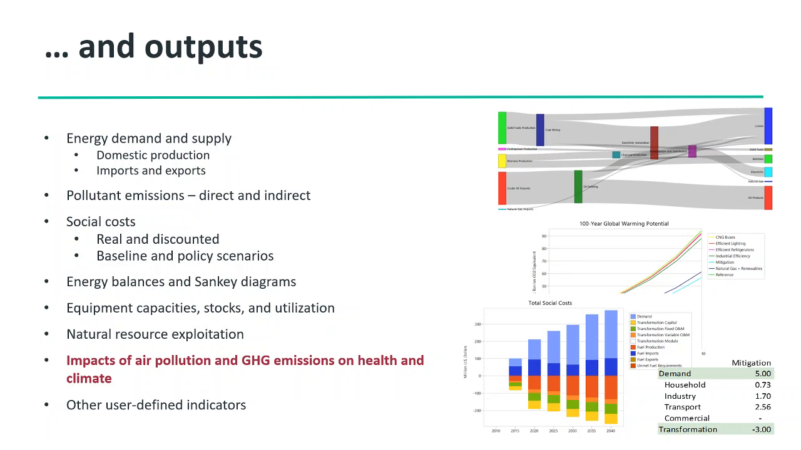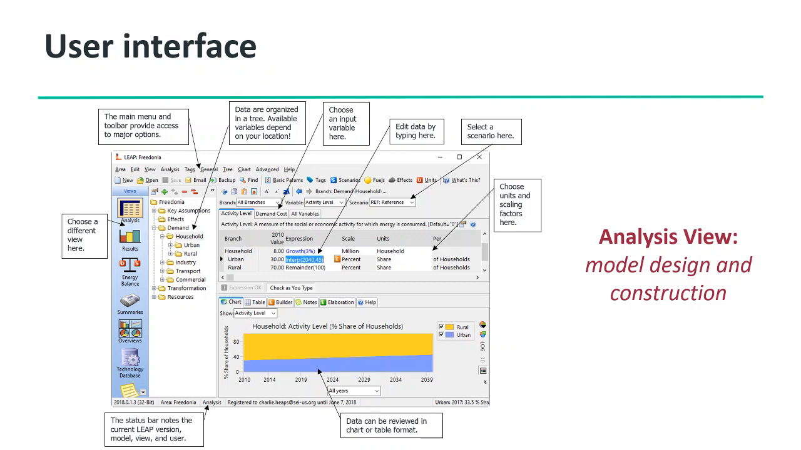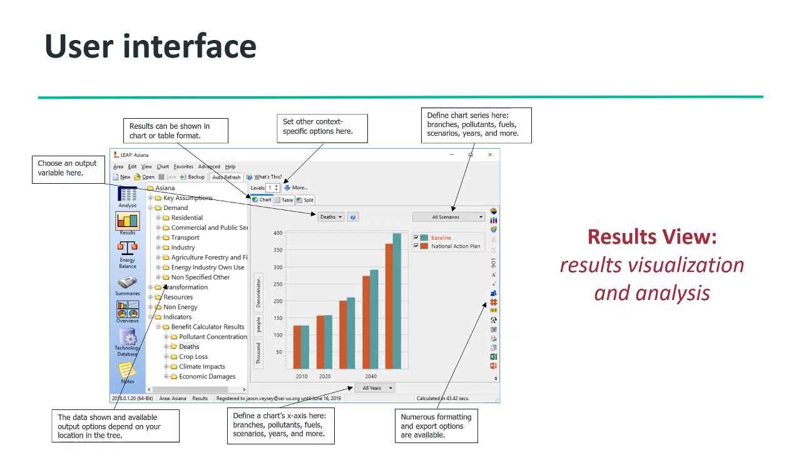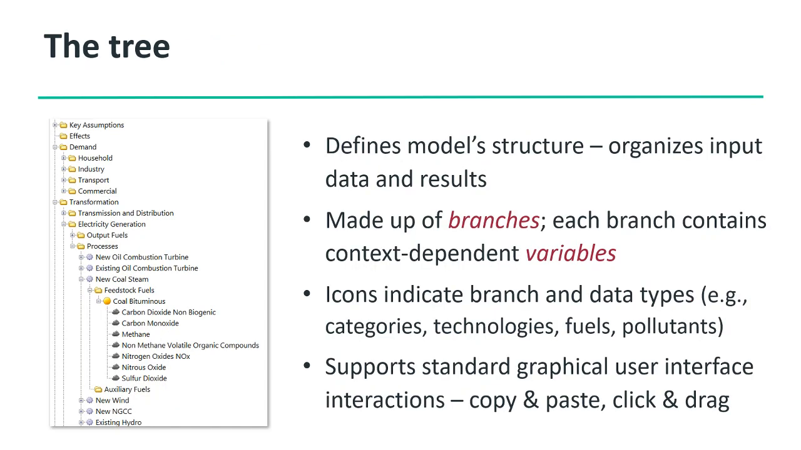And generally, the outputs that you can get from LEAP are varied. They include energy supply and energy demand, so you can look at your energy system, which may not be so interesting for you. The main outputs that I think you might be interested in would be the emissions of air pollutants, the emissions of greenhouse gases, and their impact on human health and on climate. I'm not going to go into much detail about the user interface just now because I'm going to show you LEAP once I finish this presentation.